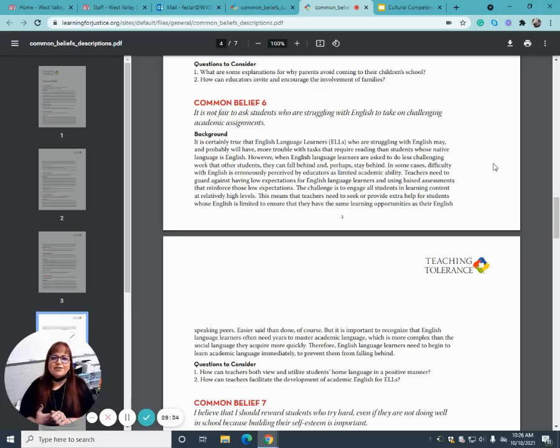So we always want to give our new students, our EL students, chances and the ability to do what their classmates are doing, and just scaffold and scaffold up. We never want to scaffold down, because we want to give them those challenging content, grade level assignments with students that are in their age group or in their classroom, but we just want to give supports with those things. And this says, the challenge is to engage all students in learning content at relatively high levels.